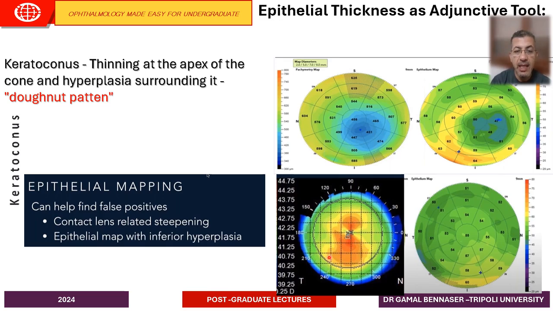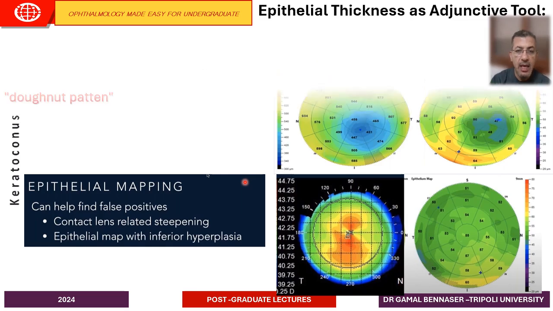So we expect that in this area it will be thin cornea. However, in the epithelial mapping, you find hyperplasia and thick epithelium. So this indicates that this is not a true ectasia. This is a corneal warpage syndrome due to contact lens wearers.